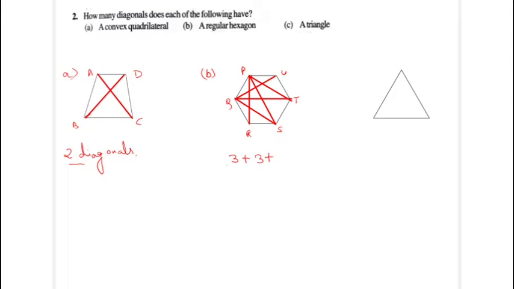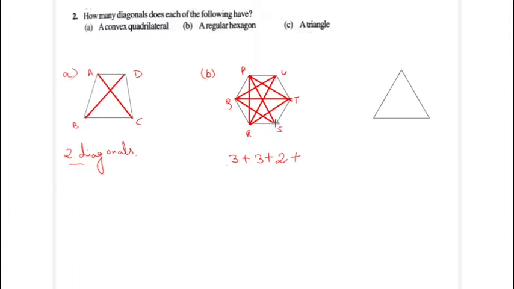Next come to the vertex R. R and P is already joined. Now we will join R and U 1 and R and T 2. So we have joined 2 diagonals. Okay, plus.